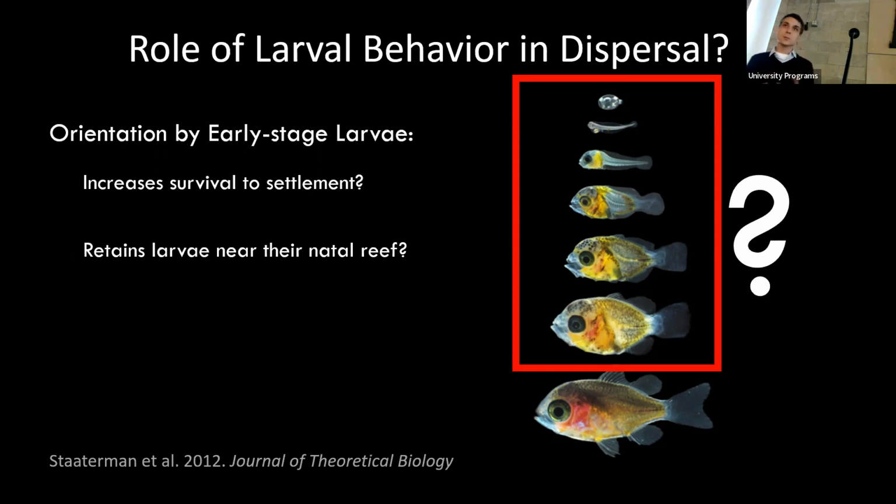But there's a problem. We know relatively little about when the sensory systems, swimming abilities, and orientation behaviors develop during these really early life stages. That's because it's very hard to work with live larvae early in development. And few studies have actually quantified the dispersal distances of marine fish or marine species in their natural environment.